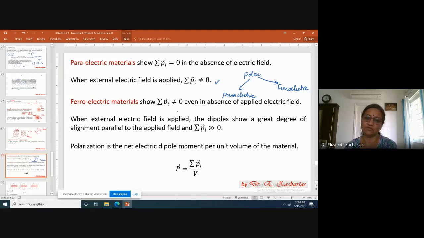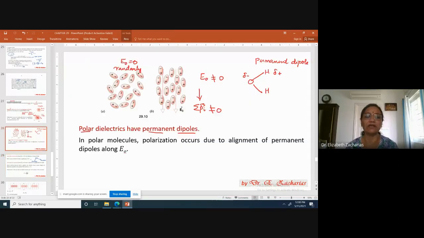Next, let us see what ferroelectrics are. In ferroelectrics, they are random all right. But even within this randomness, there will be a small order, so that when you try to get the vector sum, it will not be zero. The vector sum of the dipole moments will not be equal to zero.